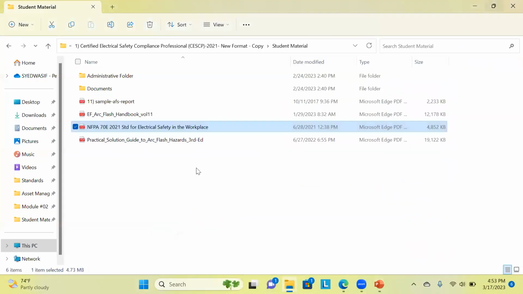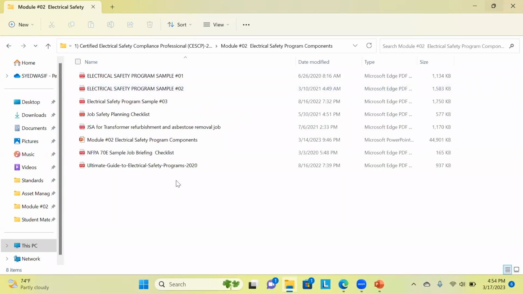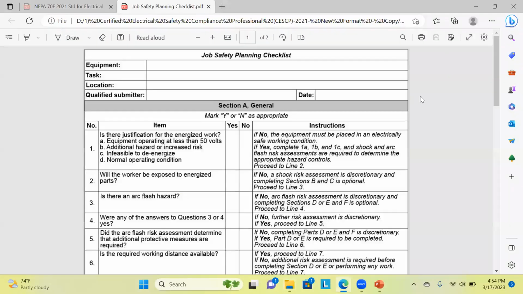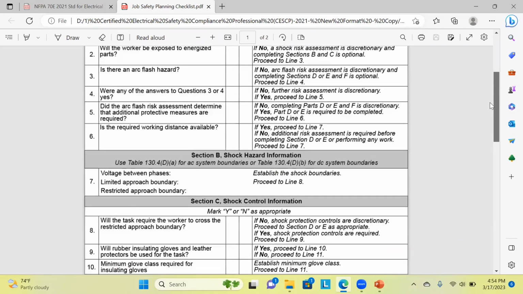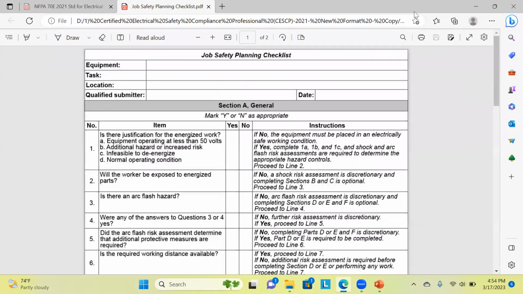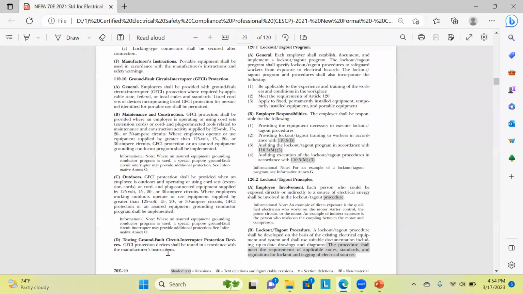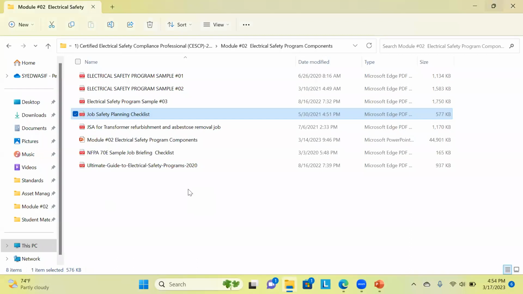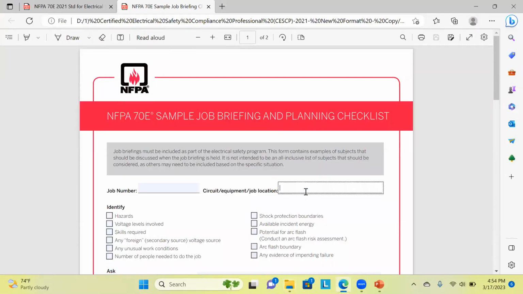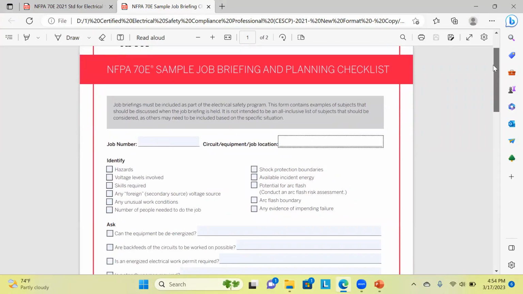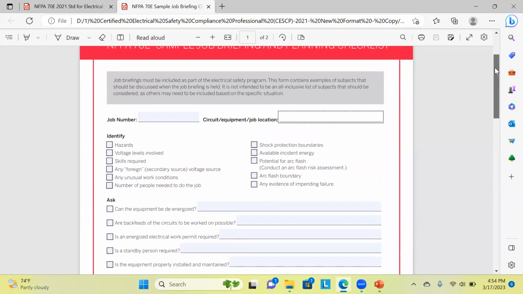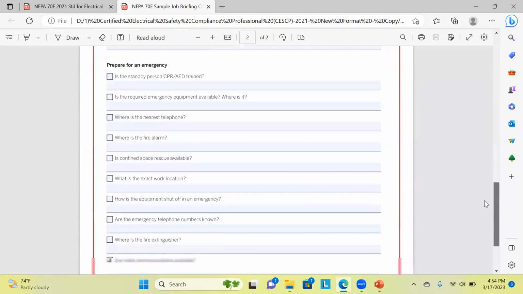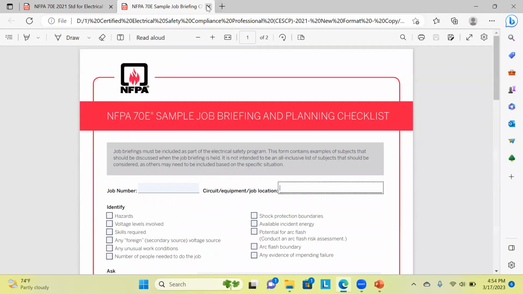You can find that sample energized electric work permit example I have shared with you as a part of the student manual. You can find a job safety planning checklist here. That can be used to develop your own job safety planning checklist, which is in compliance with the 70E requirement. And there is also a job briefing checklist, which is an editable form. This can also be used and it can serve both purposes, job safety planning and briefing as well. This editable version is with you people.